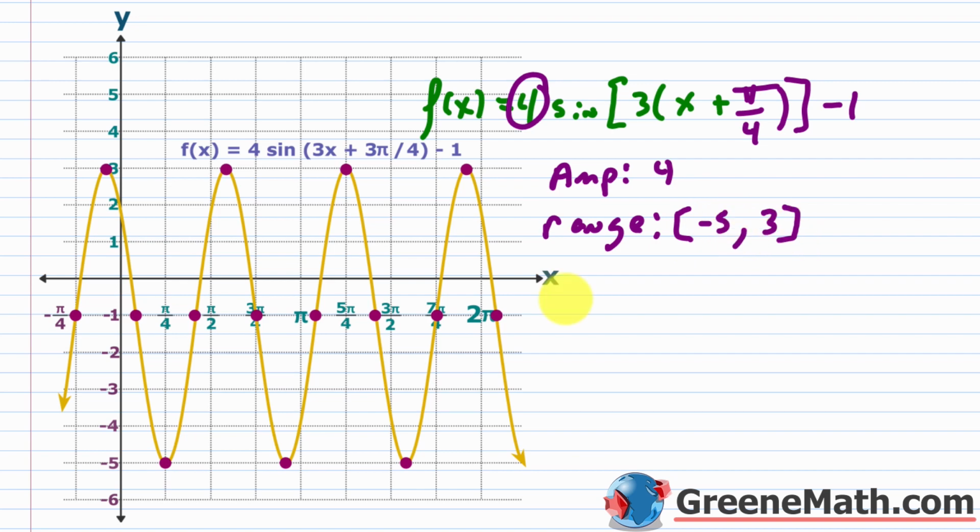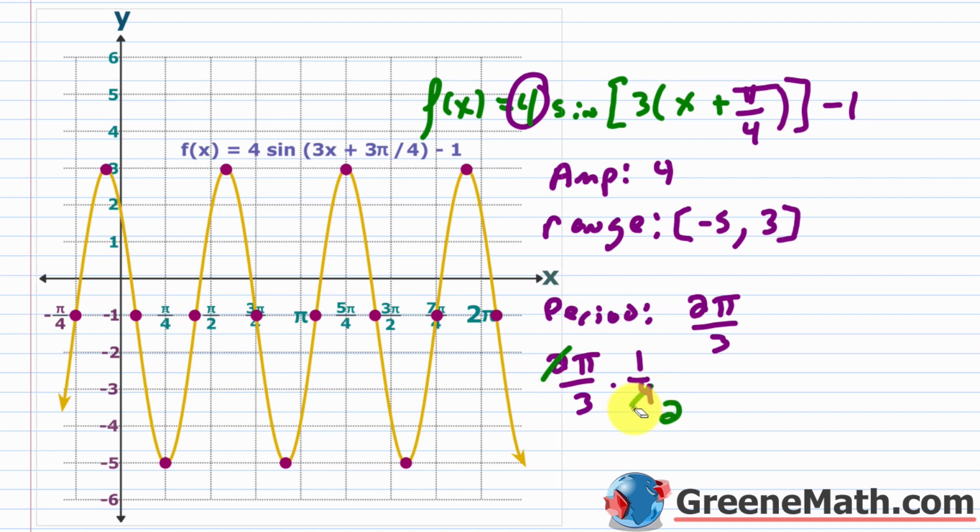Now, when you talk about your period, that's going to be 2 pi over b, and b is just 3, so that's pretty easy. And then you're also going to need the quarter periods, so 2 pi over 3 times a fourth. Let's go ahead and cancel this 2 with this 4 and get a 2. So your quarter period is going to be pi over 6.